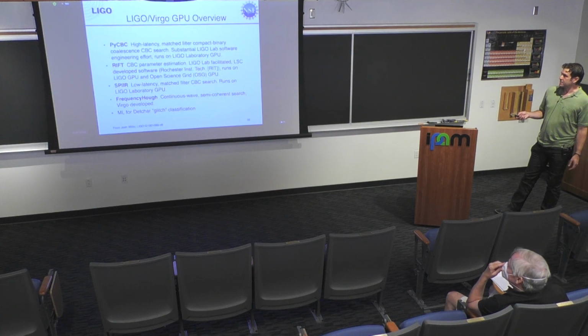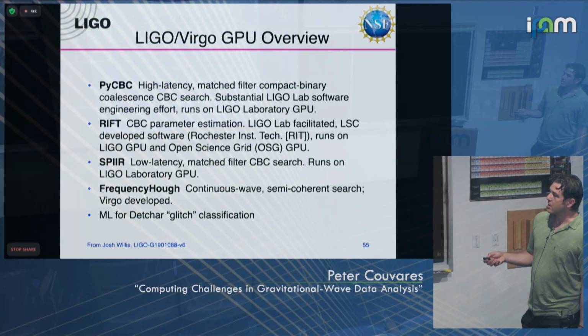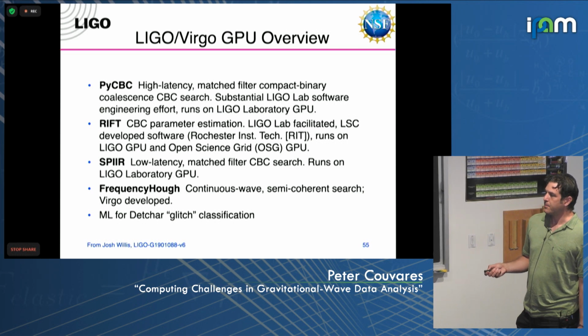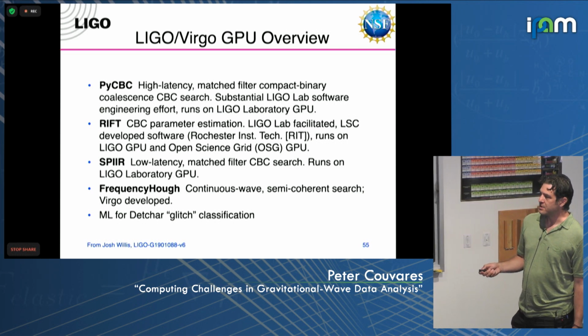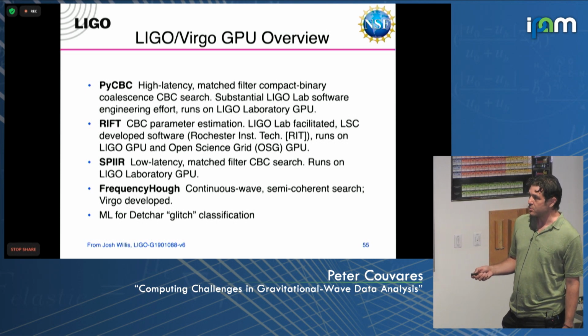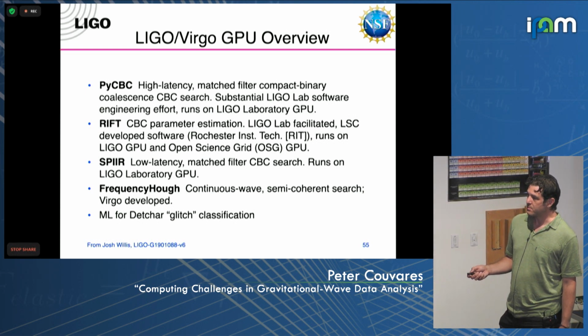Let's see, I talked about this. These are currently our software pipelines that are running on GPUs. PyCBC is a CBC search. It drives a number of our CBC searches. Rift is a parameter estimation pipeline. Spear is a low latency CBC search. Frequency Hough is a continuous wave search.